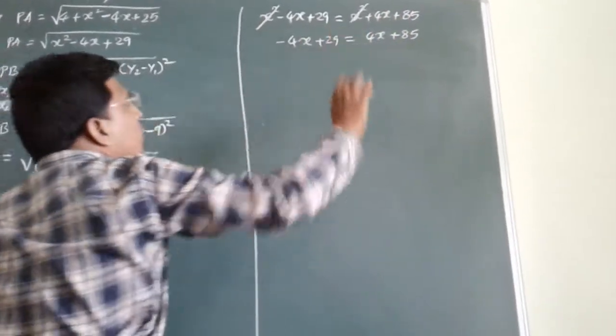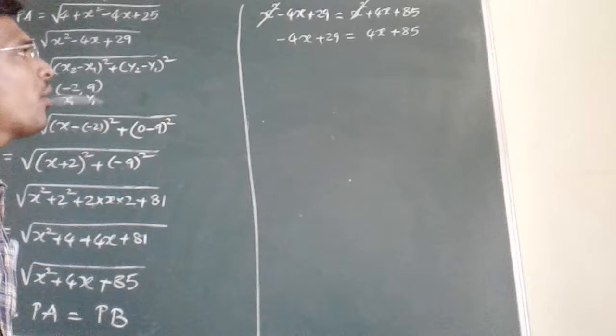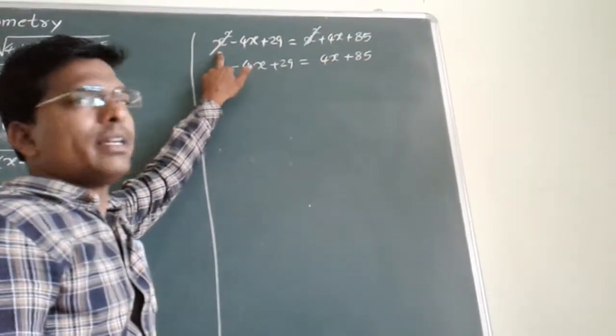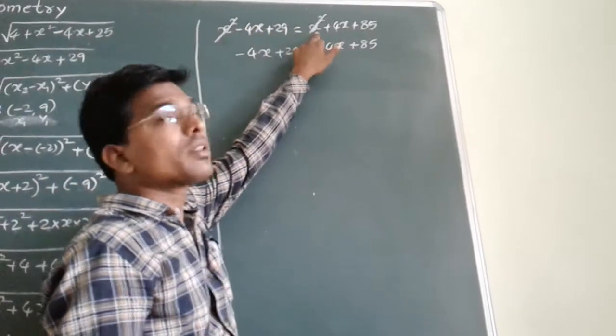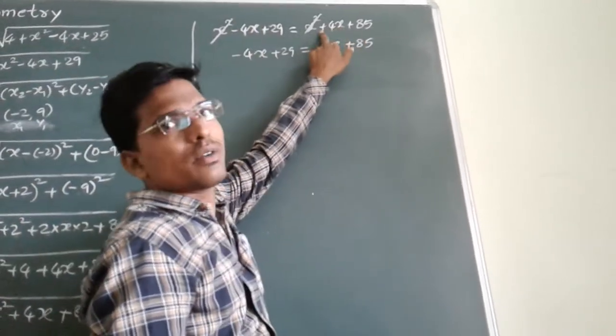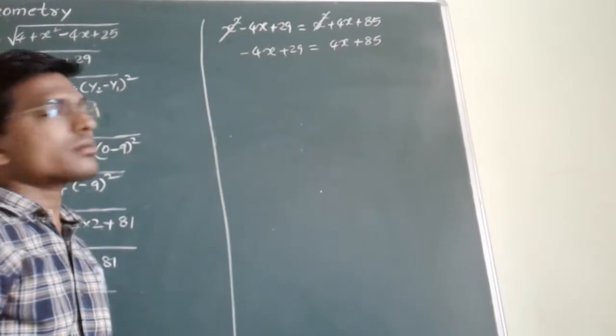So can we cancel 4x on both sides? No. Why? Because x square and x square both are positive, same sign, so that's why we can cancel them. But here the 4x term is negative and here it is positive, so that's why we cannot cancel them.